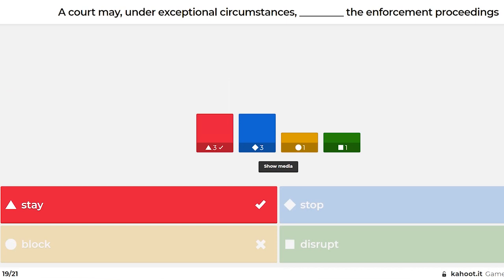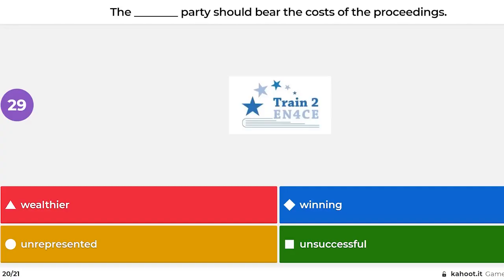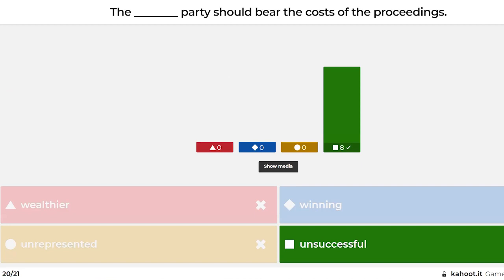Okay, congratulations still for the same five people. The something party should bear the costs of the proceedings: the wealthier party, the winning party, the unrepresented party, or the unsuccessful party should bear the costs of proceedings. Unsuccessful, okay, this one was easy. And the last one, let's see if someone can still change the order.